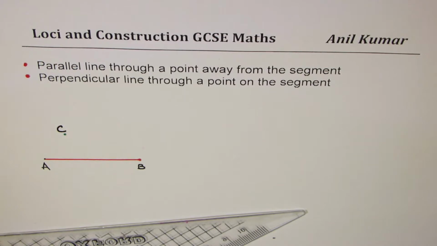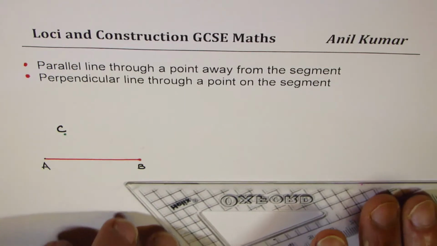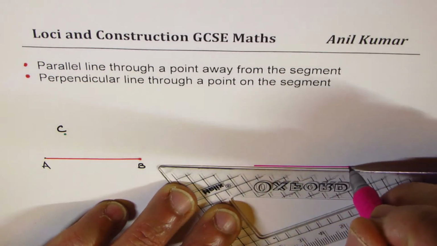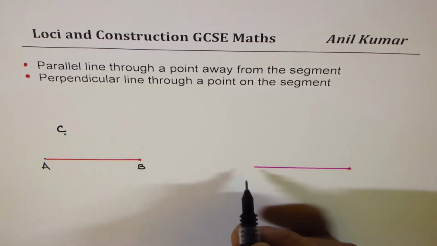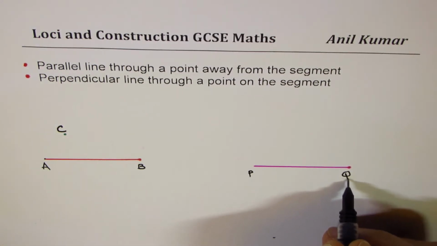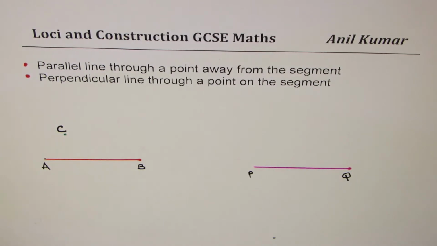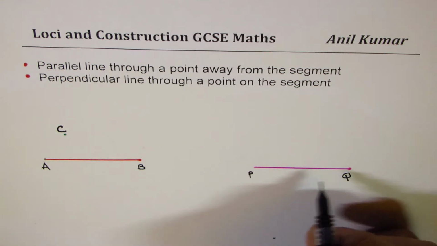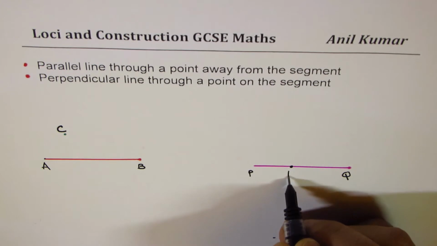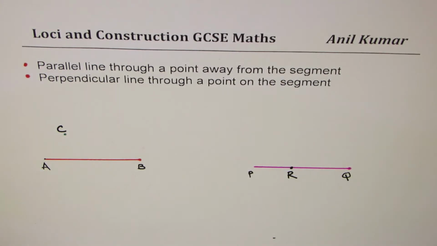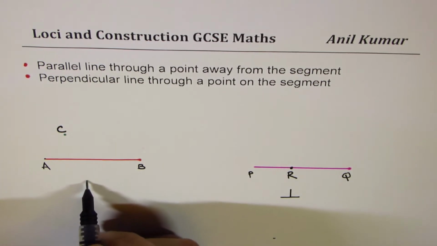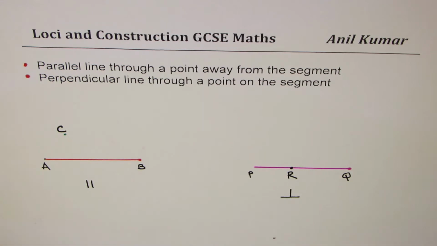And in the second case, we'll take up another segment, let's say PQ. Let me just name that segment as PQ. And we'll say how to construct a line perpendicular to a given point on the segment. It could be at P, it could be at Q, or we could take any general point, let's say R here, right? So let's say R. So we will construct a perpendicular line. So let me say perpendicular is this symbol, parallel is this symbol. Is it okay? So that is what we are going to do in this particular video.